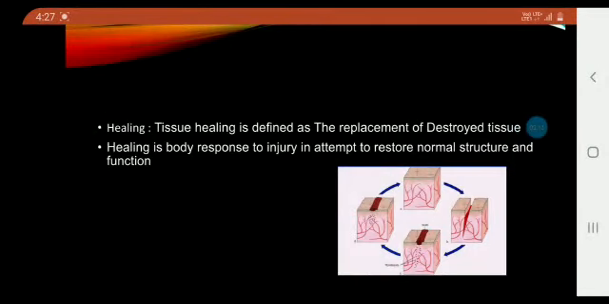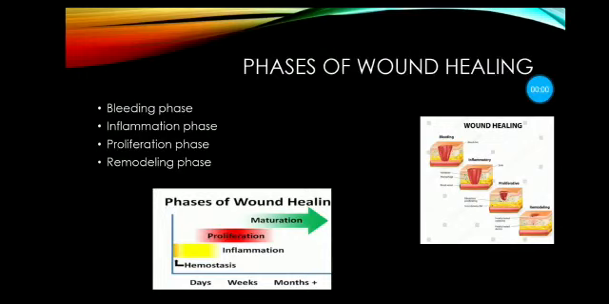Healing is a process in which destroyed or worn out cells of your body are repaired by your body. Or healing is a process in which your body is trying to restore the function of that particular muscle or bone or part of your skin. So healing is a process of restoring back the structure and function of your body part. Now we'll see the phases of wound healing.